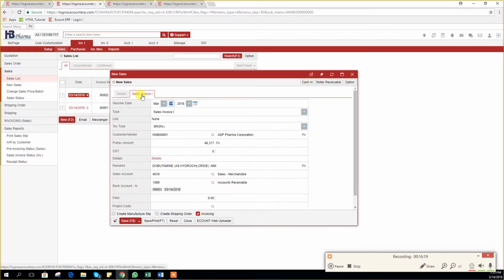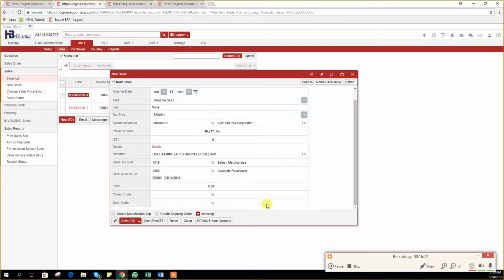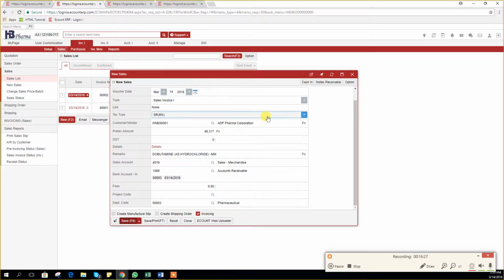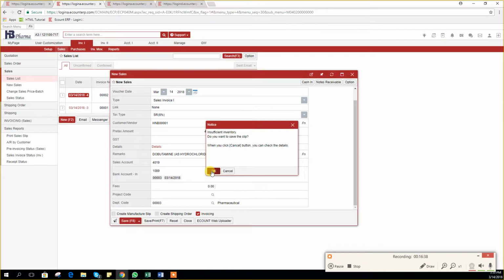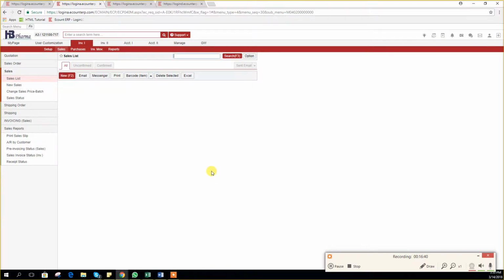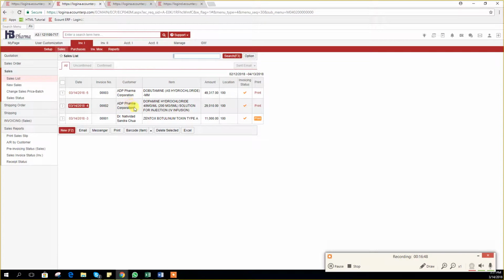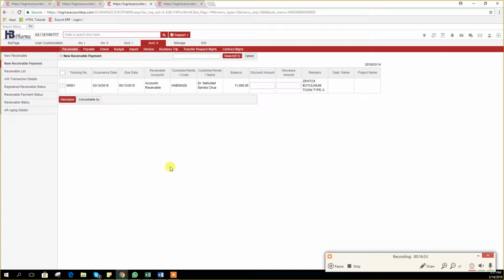So now I put a department here. Now let's call this the pharmaceutical department, and this is a sales invoice. So now if I were to save this, is it going to appear inside the receivables? I already created this one. This one is from ADP Pharma Corporation, but then it is not appearing inside receivable. Why?